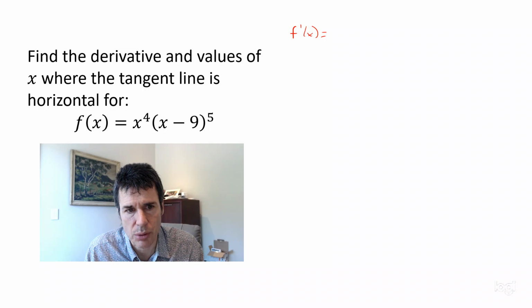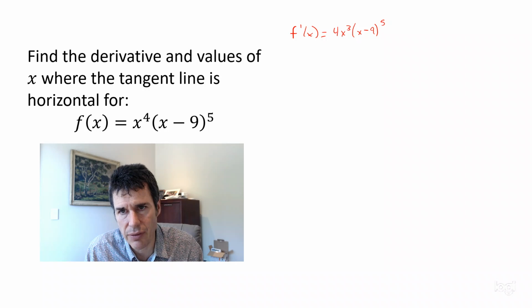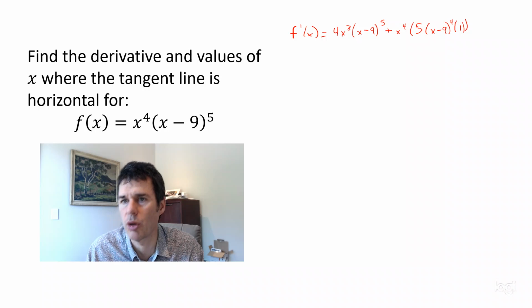We take the product rule, derivative of the first function, which is 4x cubed, times the second function, x minus 9 to the fifth, plus the first function, x to the fourth, times derivative of the second function, general power rule, 5 times x minus 9 to the fourth, times derivative of the inside function, which is just 1. One more parenthesis. Okay, so let's simplify this a little bit, and then we'll set it equal to 0.